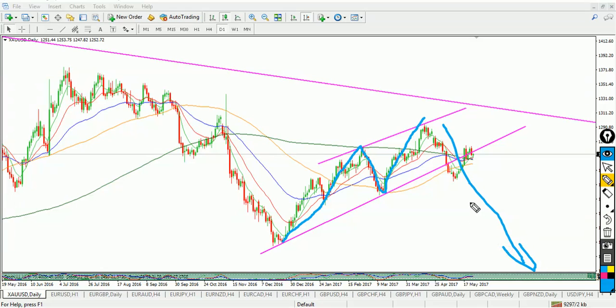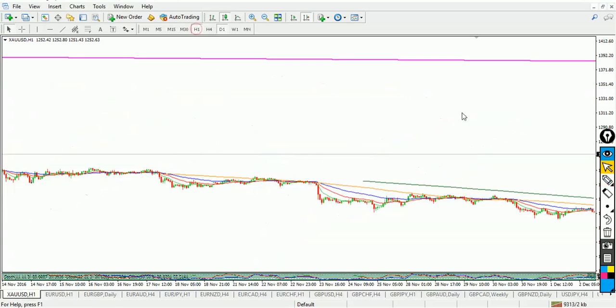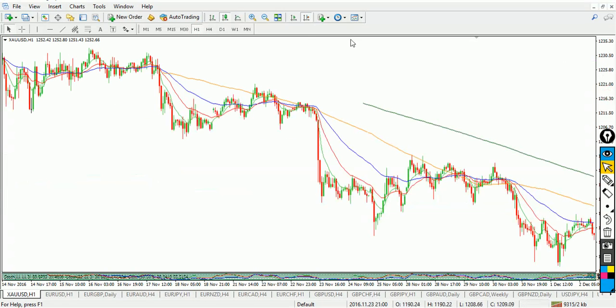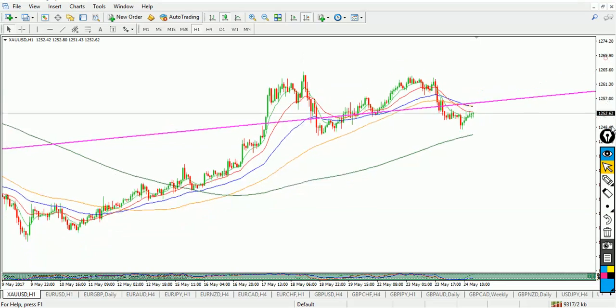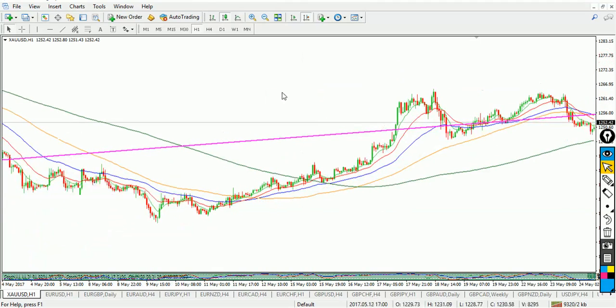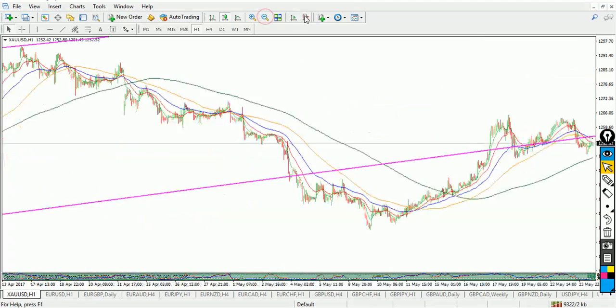Let's move down to the 1-hour time frame in order to look for our entries, because remember what we said is we see the setups on the daily. So we've seen the impulse, we've seen the retracement or the corrective structure, and it has broken. So now we need to see our entry on the 1 hour. Okay, so this is the 1 hour time frame.